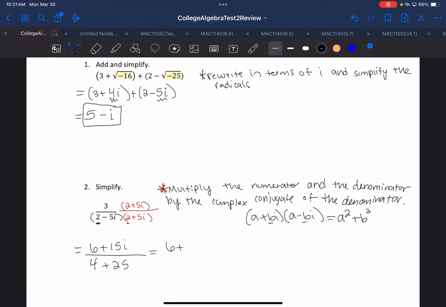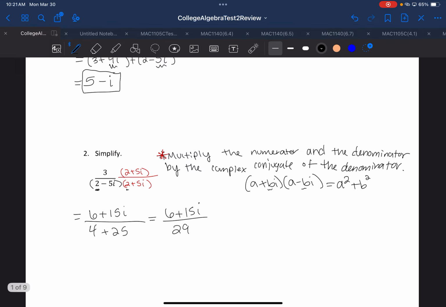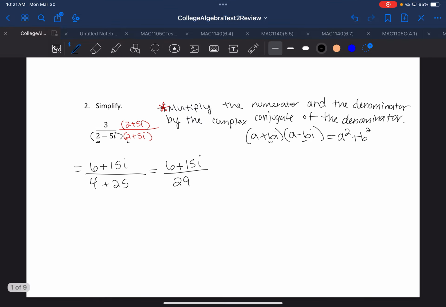So this would be 6 plus 15i over 29. Now, the last thing I need to do is write this in complex form by separating it into two fractions. Remember, we did that. So I take the 6, I divide it by 29, plus the 15i divided by 29. This would be my final answer. Nothing else can be simplified. Good?